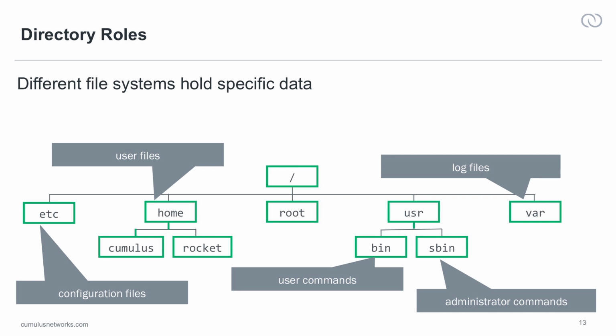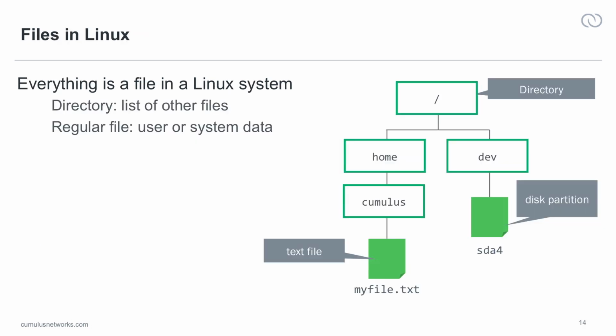/usr. This directory contains commands which are organized into subdirectories, bin for user-level commands and sbin for administrator commands. Don't worry about where the commands live. Linux uses a path variable similar to other operating systems. /var. System logs are kept under var, and like etc, often there are subdirectories to indicate which specific application or service is being logged. Every object in the Linux file system is considered a file.